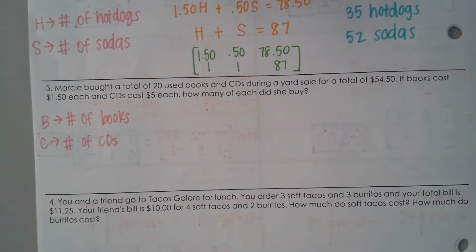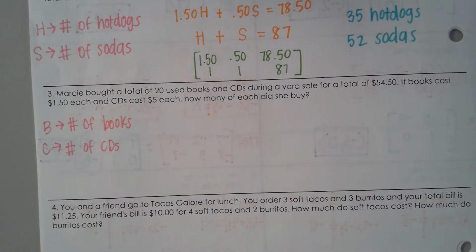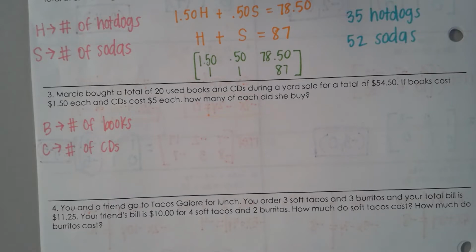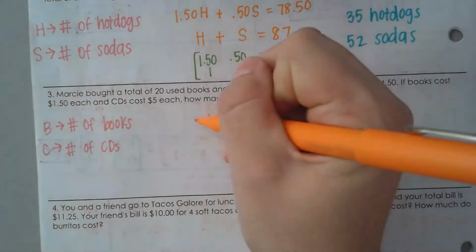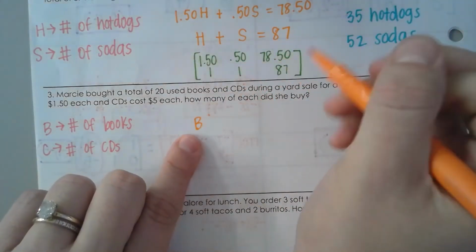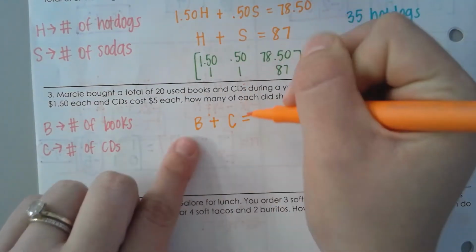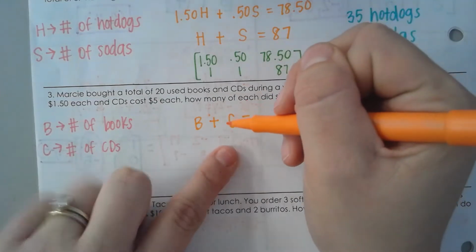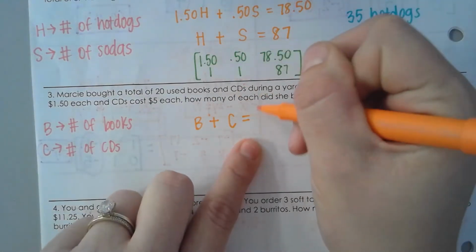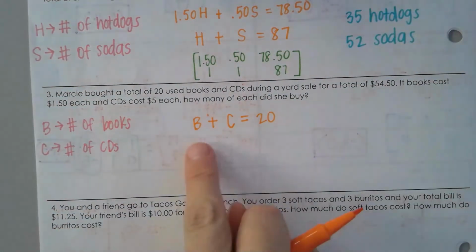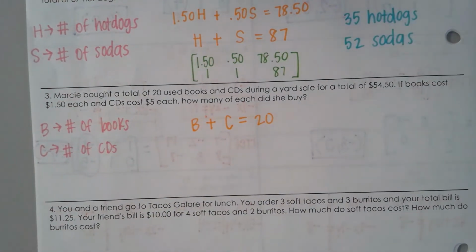20 B. No, wait, hold on. What did I do in number 2? You did like the H and the S, so B, B, C. Yep, B. So B is my number of books plus my number of CDs. So however many books I got, however many CDs, that equals 20. So total number of items is 20.